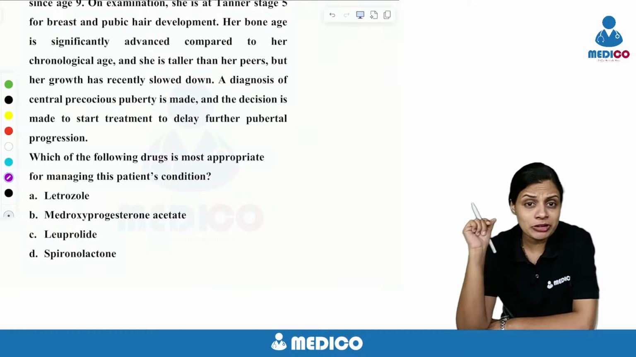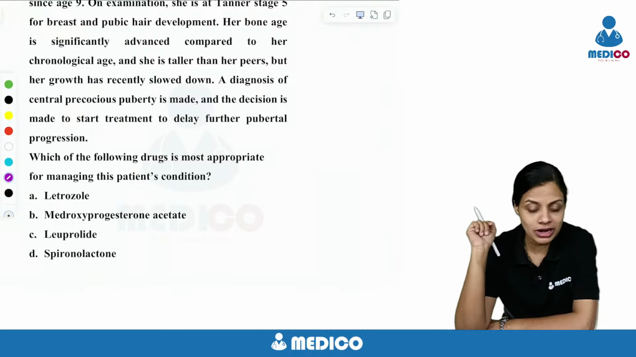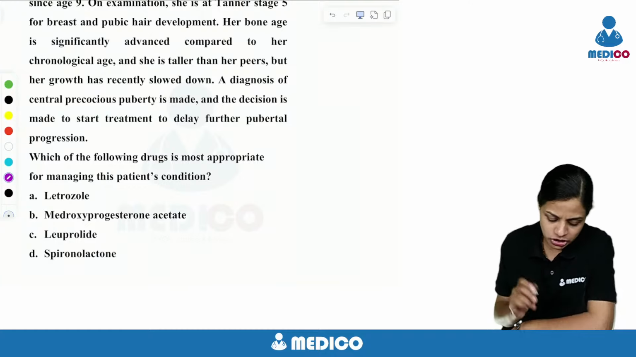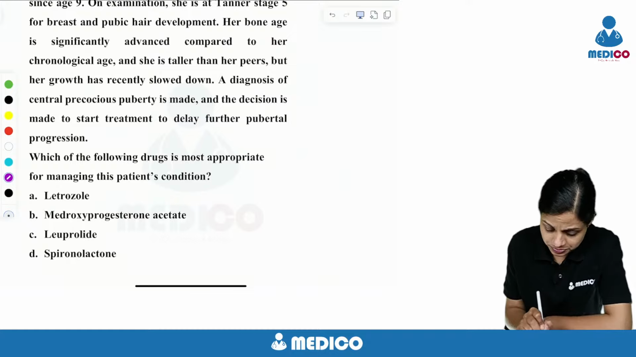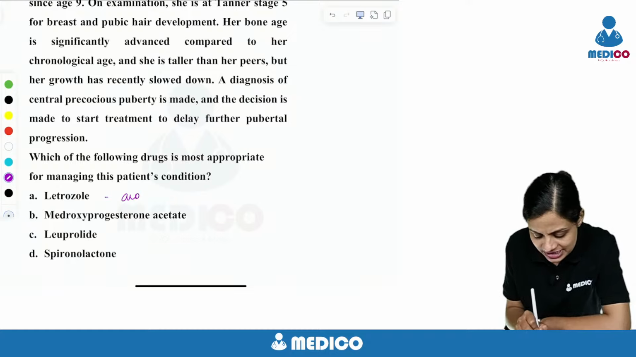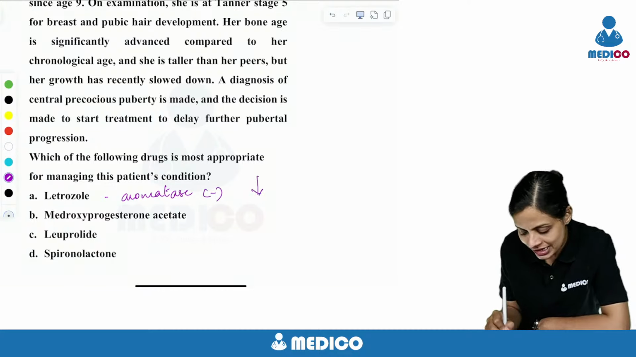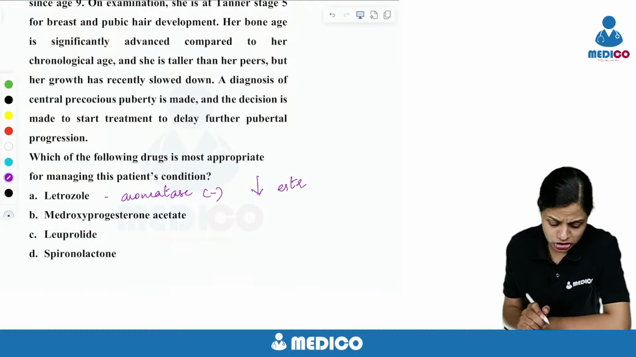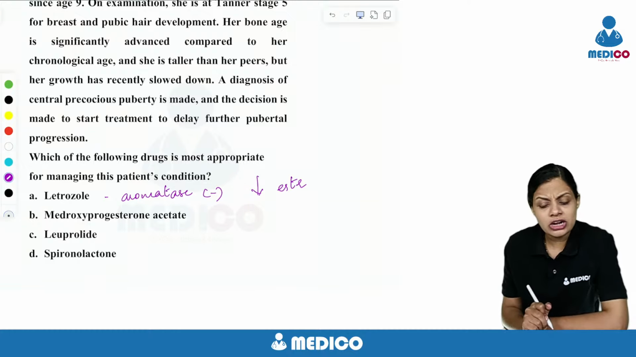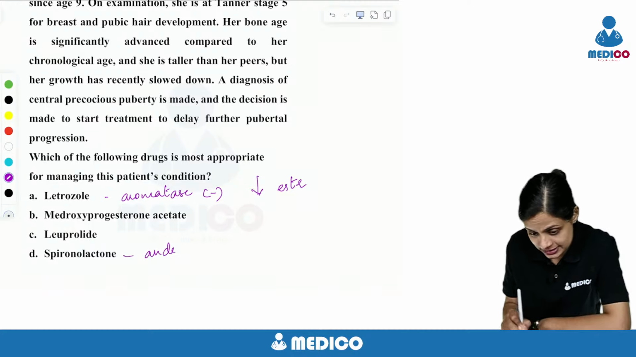Why do you want to prevent further pubertal progression? You know that there can be early epiphyseal closure and she will not reach her normal height or growth potential. What is used? What is letrozole? Letrozole is an aromatase inhibitor. What does it do? It decreases estrogen. Medroxyprogesterone acetate is a progesterone. What is spironolactone? You have heard this, right? Spironolactone is an androgen receptor antagonist.